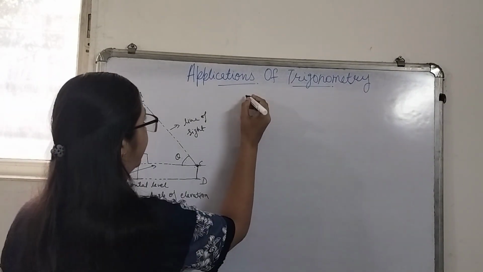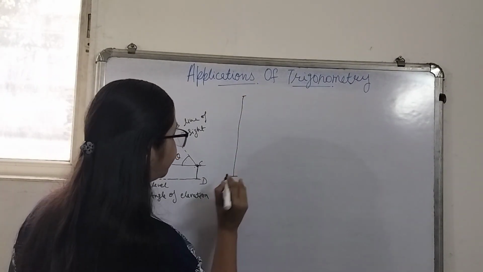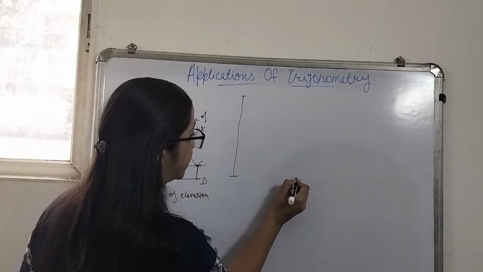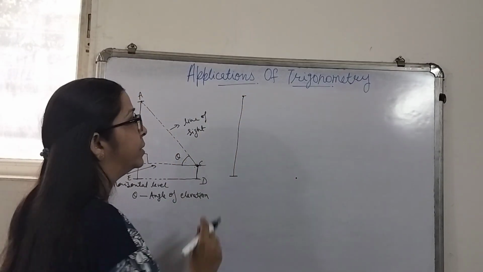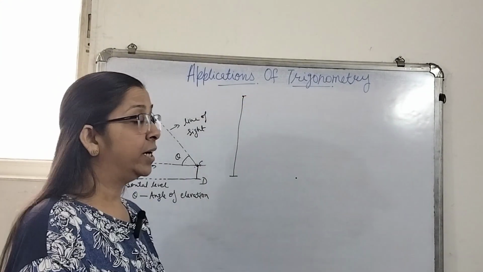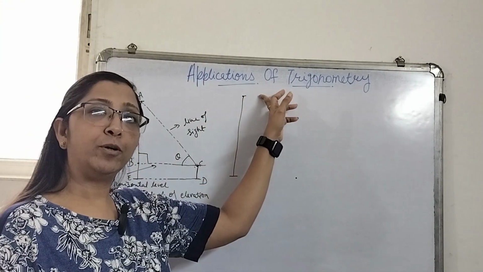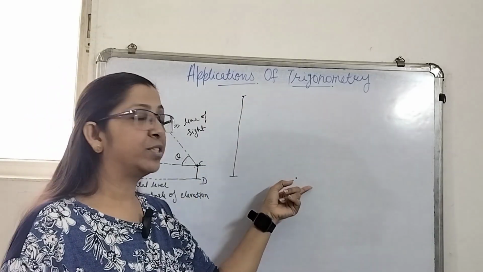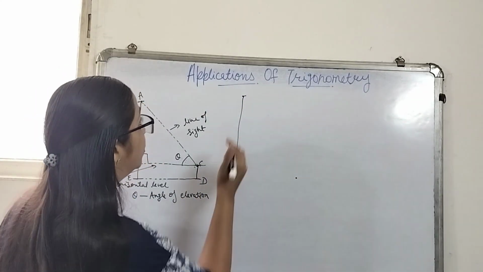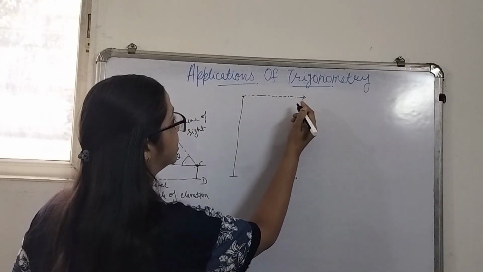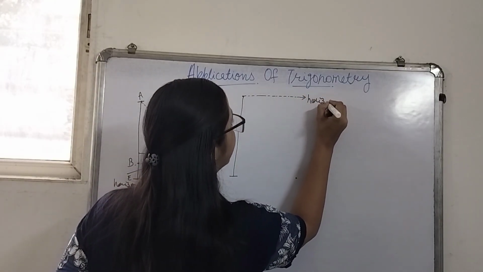Similarly, suppose this is a building and here some object is there. The object is here, and at the top of the building some observer is there. The observer is not at the bottom; here the observer is at the top of the building. And from the top of the building, the observer is observing the object. So this will be the horizontal level. This is the horizontal level.